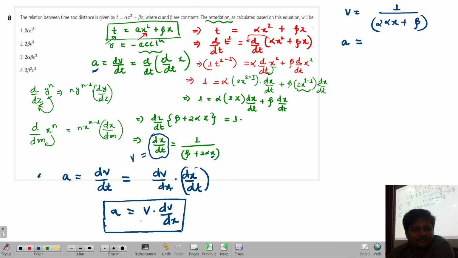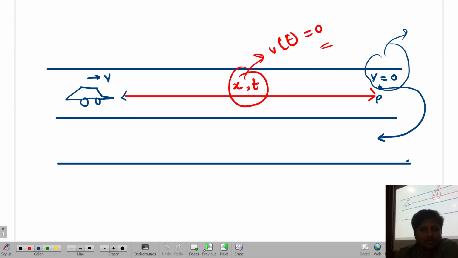So acceleration has the formula what? Velocity into dv by dx. Why we are approaching this formula is the biggest reason. As you see over here, in velocity on the RHS there is x, not time t. So the acceleration equation should also have x dependency, right or not? And this I can get from this particular equation. So remember that in this box I'll write one extra formula over here.